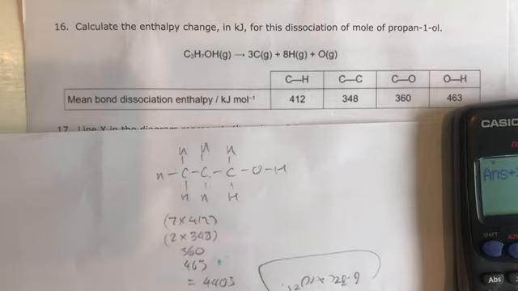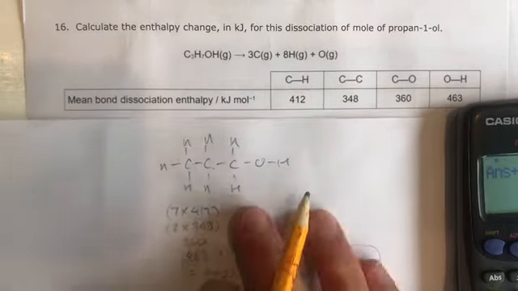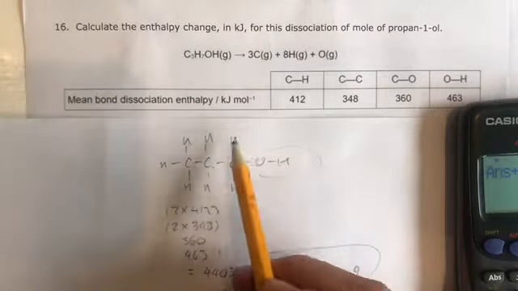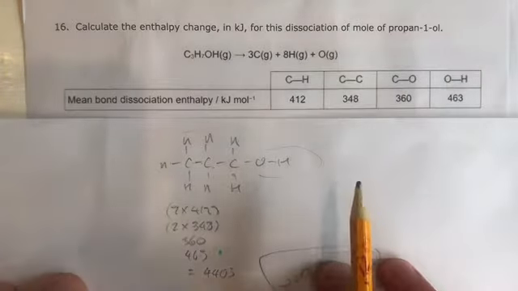47% of people got that right. Well, there you go. Okay, I'm not quite sure why. Probably just because you didn't quite have the structure of propan-1-ol correct. I think if you draw that thing out, then it's pretty straightforward.